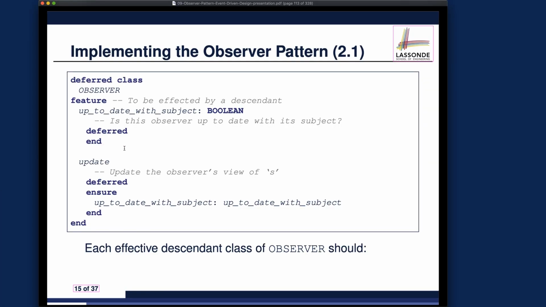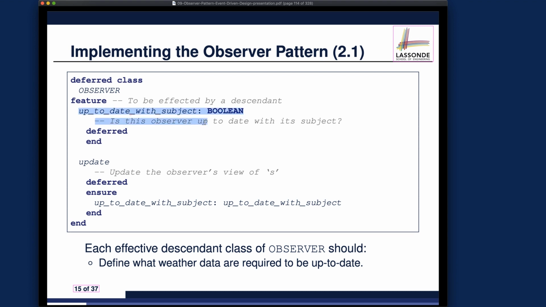Okay, each effective descending class of the observer should, number one, define what weather data are required to be up to date. For example, if we talk about the forecast, in that case, up to date with the subject means the pressure must be up to date. And if we talk about current conditions, then the up to date with subject should be about the temperature and humidity, the two information there. Okay, and also define how to update the required weather data.